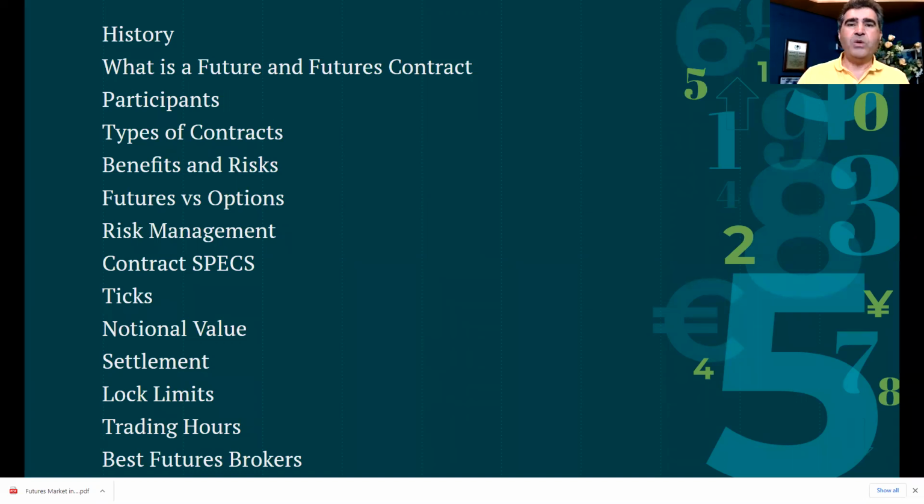And since a lot of you are involved with options, we want to compare futures and options to see what are the differences and what are the similarities. And I will emphasize risk management, and that's probably the most important thing in any trading vehicle, but more so in the futures market.